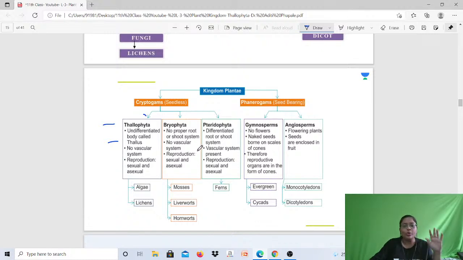Then, coming to Bryophyta, they do not have a proper root or shoot system. No vascular system. Reproduction is either sexual or asexual. They are grouped into mosses. Examples of Bryophyta are mosses, liverworts and hornworts. We will be discussing all these today. Thallophyta and Bryophyta I will be covering in today's lecture.